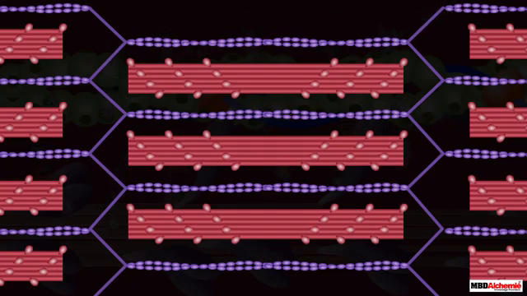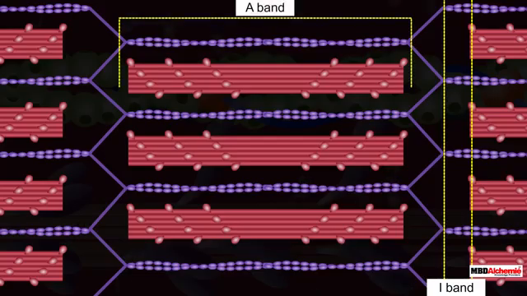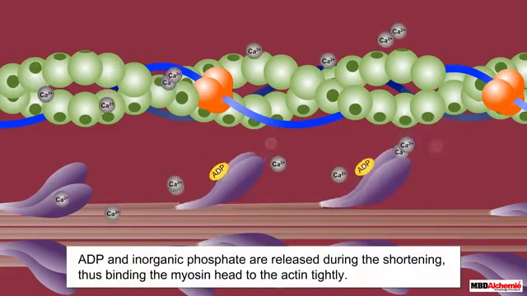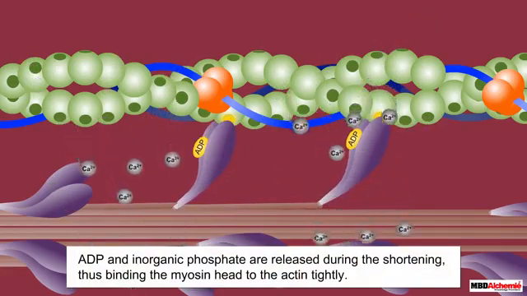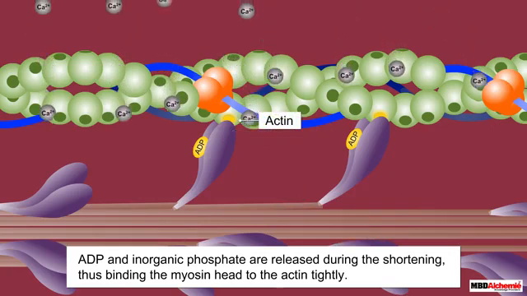You can clearly see that there is a reduction of I band during contraction, while the A band remains of the same length. ADP and inorganic phosphate are released during the shortening, thus binding the myosin head to the actin tightly.